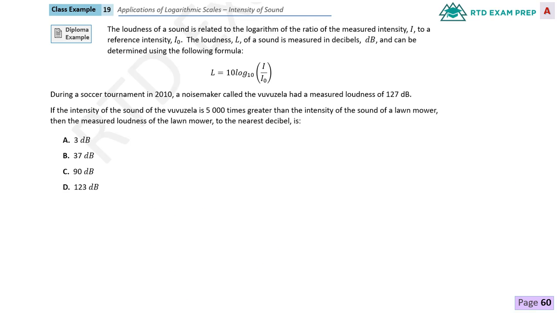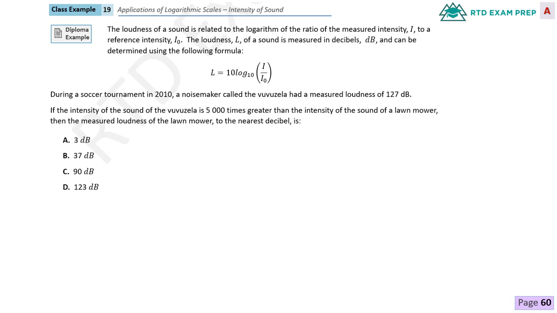Class example 19 is another exploration of logarithmic scales, but this time looking at the intensity of sound. I have to say that I find this question to be a lot more challenging than the previous one in terms of interpretation. However, the solving of it using our strategies is not really that much different. We're told that the loudness of a sound is related to the logarithm of the ratio of the measured intensity. Now, here's where things get tricky. You have to understand the difference between loudness and intensity in this formula, or really just have to understand which numbers are given and what you're looking for.